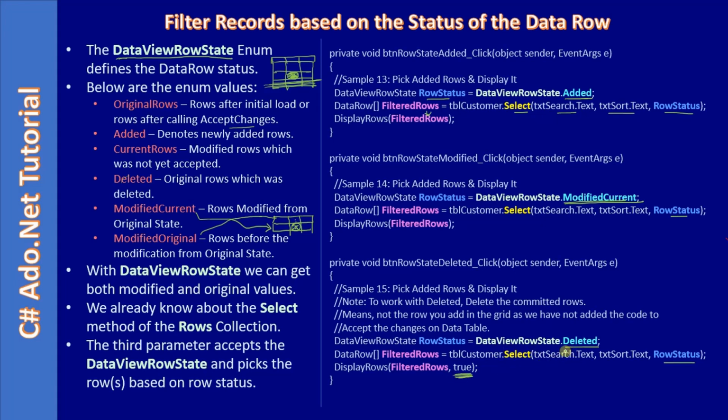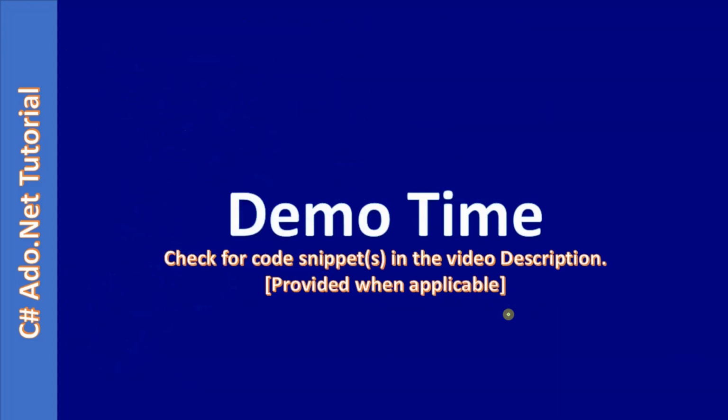So we use DataViewRowState as deleted, then we give that to the select statement, we get filtered rows, then we are making a call to the display rows. So here to work with deleted, the committed rows, right? Means not the row you add in the grid, and if you delete that, that will not get shown here. Alright, now anyhow we are going to work in a disconnected way, right? So we can freely delete some rows and check how it is working. That's all. Now we will go ahead with the demo.